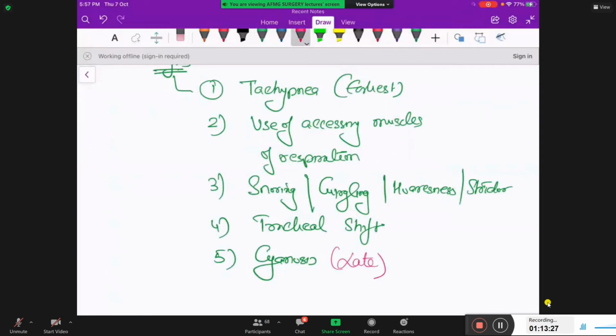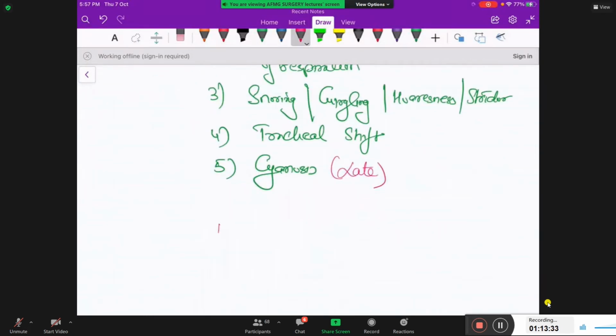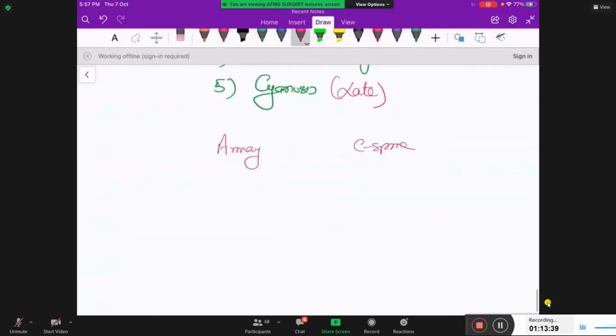Okay, चलें आगे. So if these are there, the patient has an airway problem, right? Now we have to take care of the airway. We have to take care of the cervical spine also. Now how are we going to take care of the airway, and how are we going to take care of the cervical spine? We have to know. Airway, first of all, cervical spine.